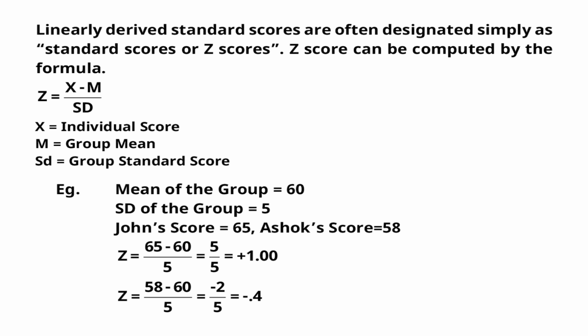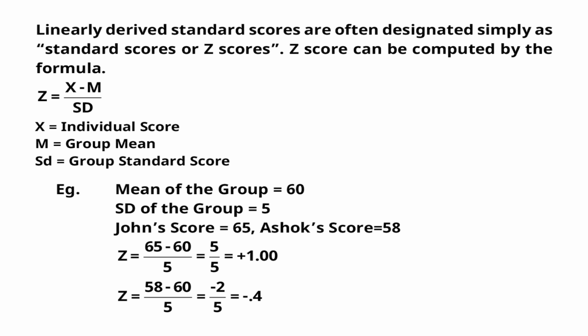Z is equal to X, the individual score. What is the individual score? 65, I have put here, minus M, that is the group mean 60, divided by SD, the group SD, that is 5. So, 65 minus 60 upon 5 is equal to 5 upon 5, is equal to plus 1. Why plus? Because 65 is higher than 60, so it is plus 1.